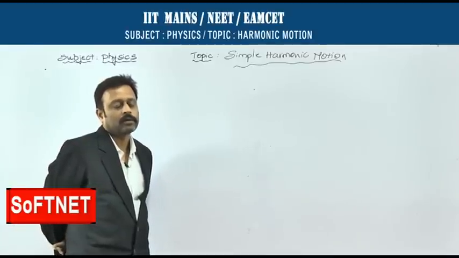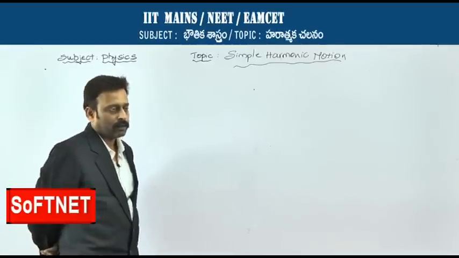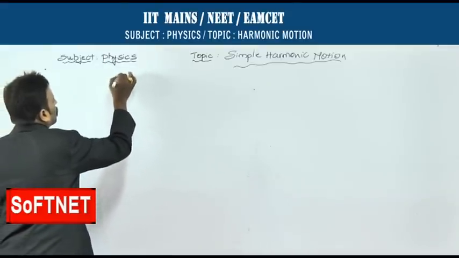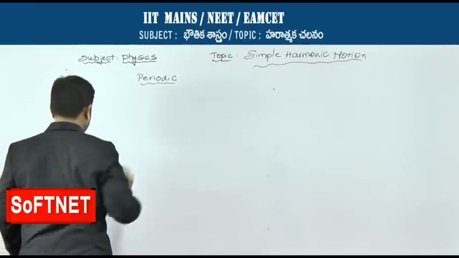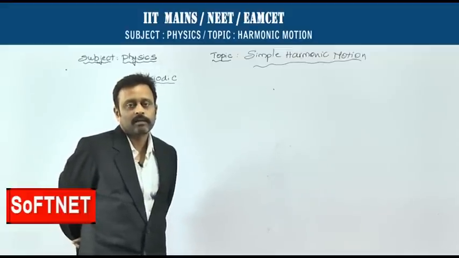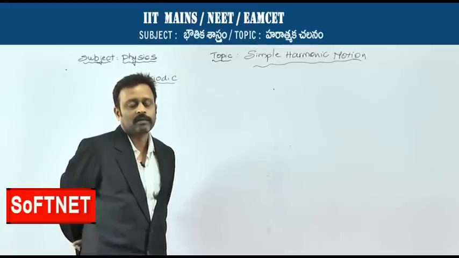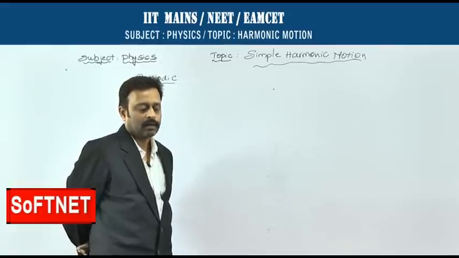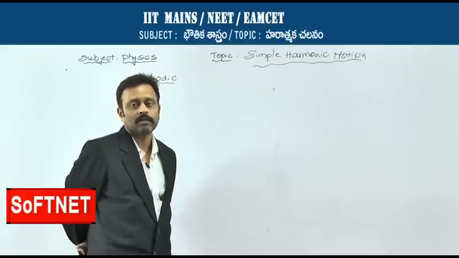Now the topic that I am going to start is simple harmonic motion. First, knowing about periodic motion. Periodic motion means any motion that repeats itself at regular intervals of time. Any motion that repeats itself at regular intervals of time is called periodic motion. All periodic motions are not simple harmonic, but all simple harmonic motions are periodic motion.